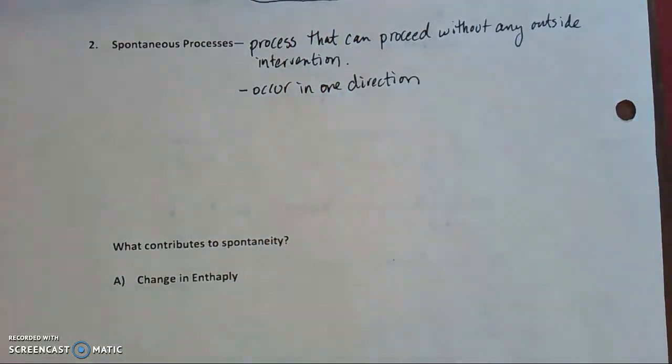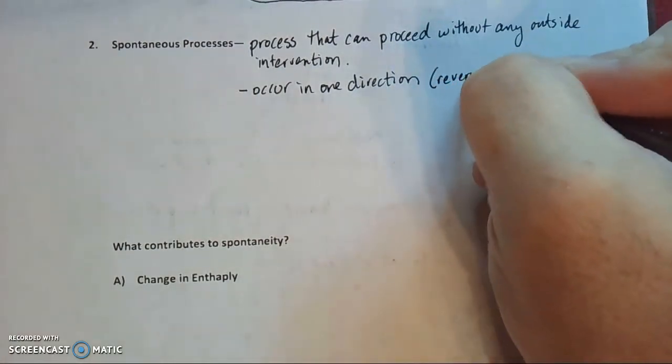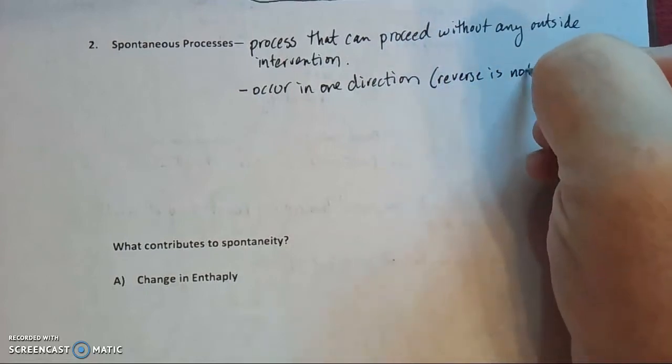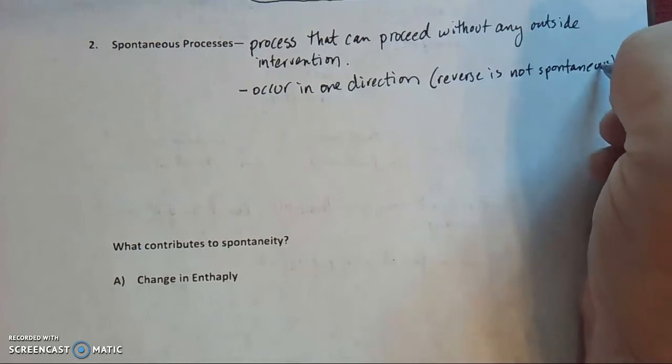So we do not have a pile of black goo that was once a deer spontaneously come back together to form a deer again. So if something is spontaneous in one direction, it is not spontaneous in the opposite, and vice versa. So the reverse is not spontaneous. It'd be pretty freaky if it was.